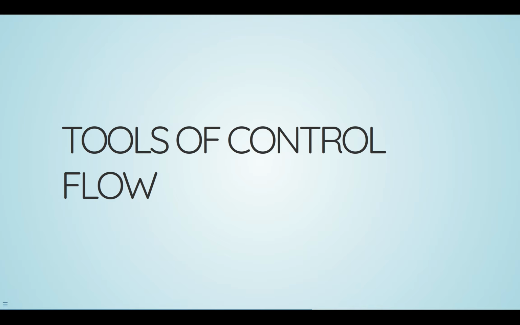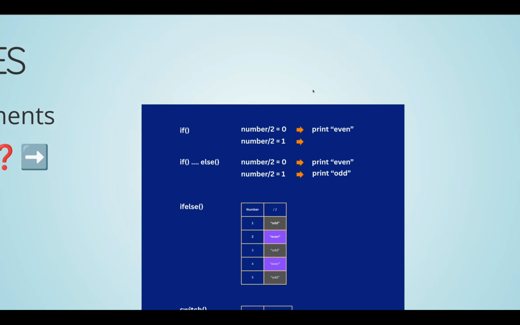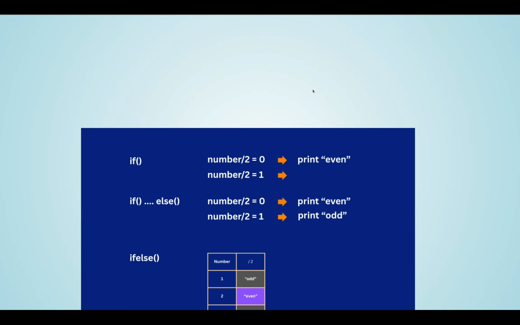We have two tools of control flow. The first is choices. And for choices, we have the if statement. For the if statement, we have a simple instruction. For example, if a number is divisible by 2, just print even. If it's not divisible by 2, don't do anything.